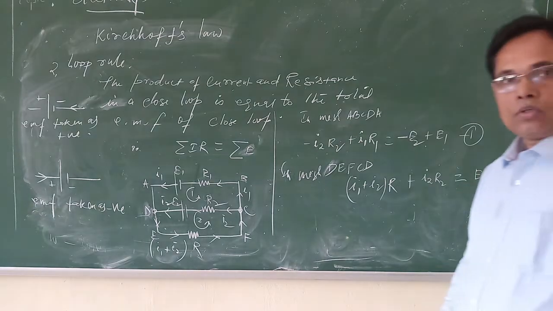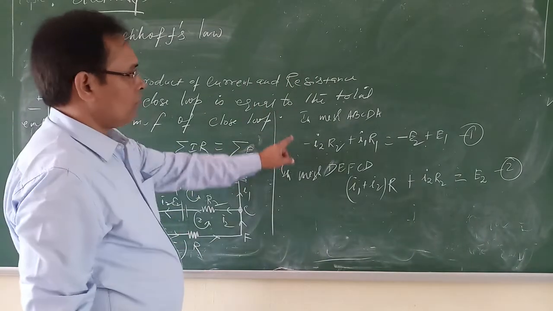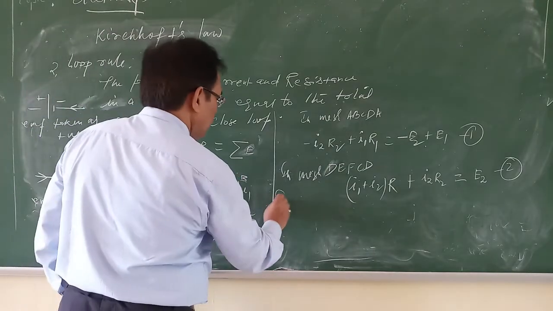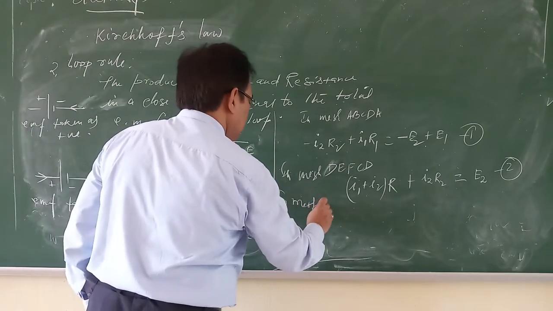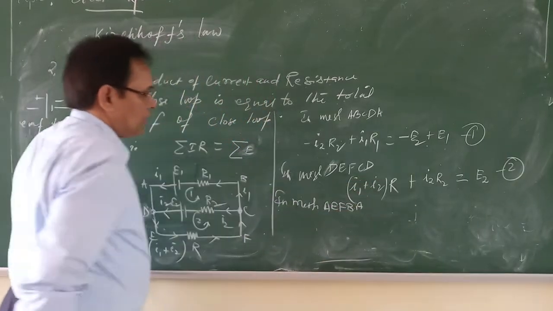And one more circuit is there, that is a weak circuit, a superposition of these two, that is A, E, F, B, in mesh A, E, F, B, A.